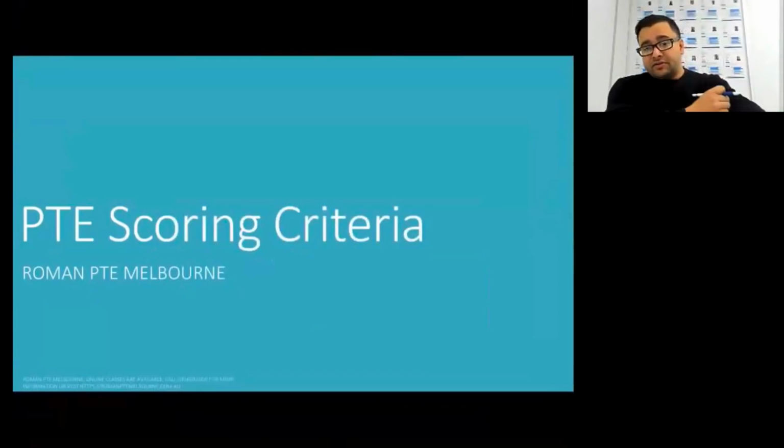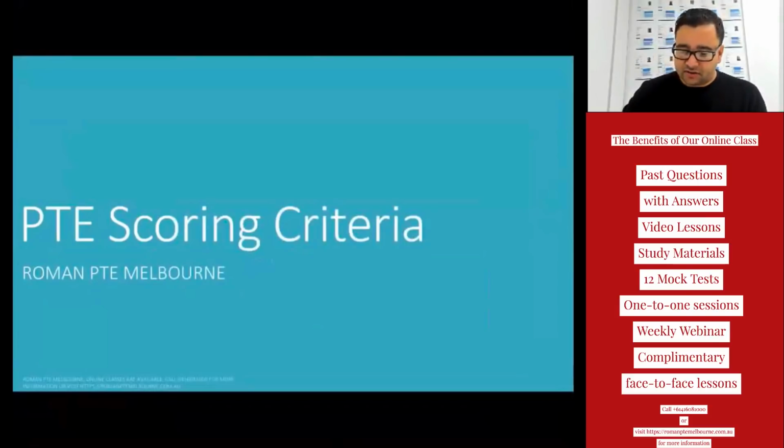Okay, so I'm going to start now talking about the PTE scoring criteria, and today we'll be discussing reading, writing, speaking, and listening, and how you get a score for the different question types in PTE according to the sections. So first thing you need to understand is in PTE, almost in all sections, you are evaluated for two sections at the same time.